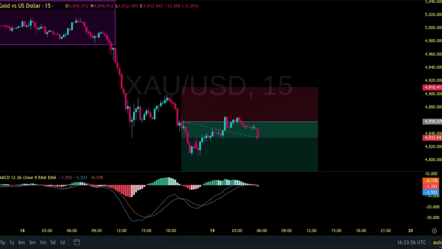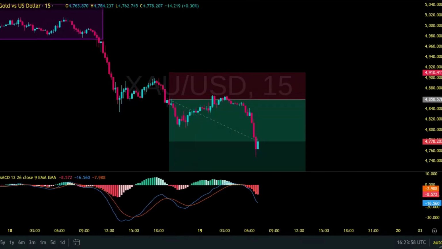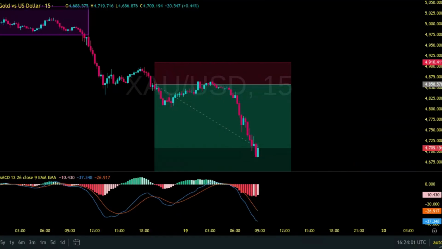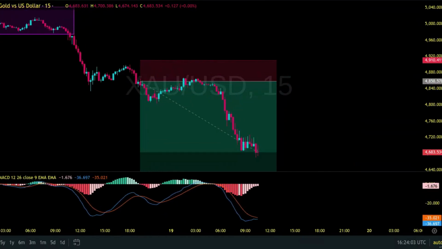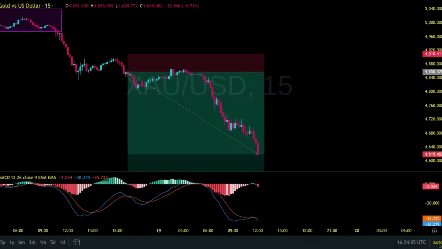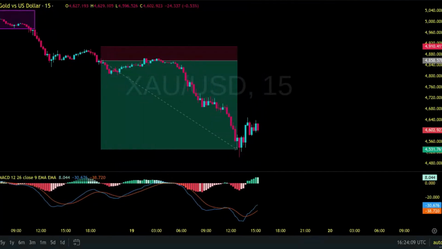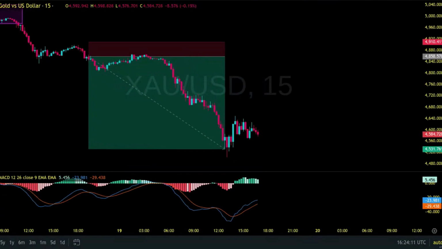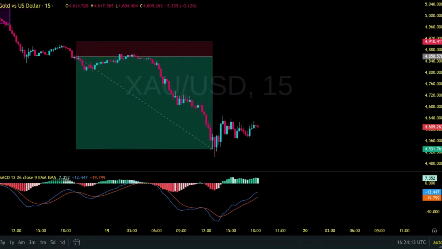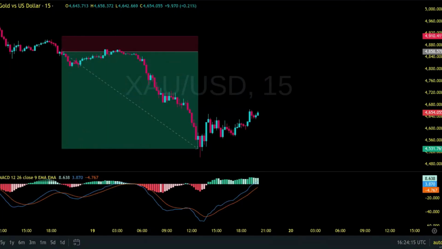If you use MACD alone, you will lose. Because MACD does not understand structure. It does not see support or resistance. It only reacts to price. So always remember this: structure gives you direction, then MACD gives us confirmation.